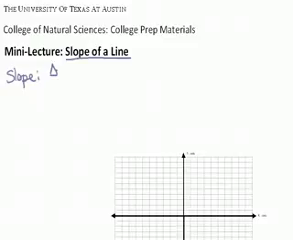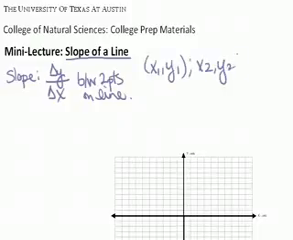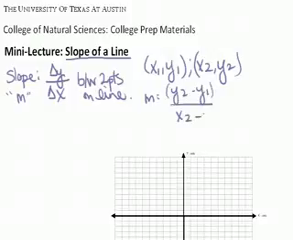It is the change in the vertical direction over the change in the horizontal direction x between 2 points on a line. And so you could have any 2 points, let's just say x1, y1, and x2, y2. You would find the slope. It's usually represented by m. m would equal y2 minus y1 over x2 minus x1.